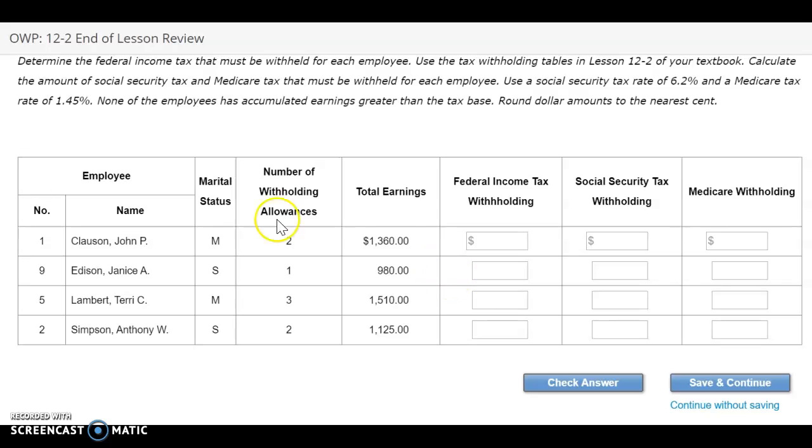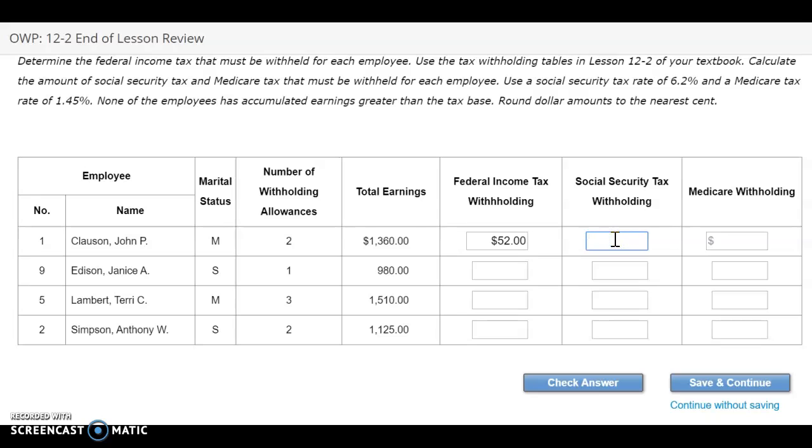So we're going to move down to our employees here. Our first one is John Clausen. It says that he is married, so I'm going to first find my married person's chart. Then I'm going to look at the number of withholding allowances and the total earnings. So first I'm going to find the total earnings on the chart. So it's at least $1,360. And then I'm going to move over to the two allowances, and I'm going to find that the federal income tax withholding is $52.